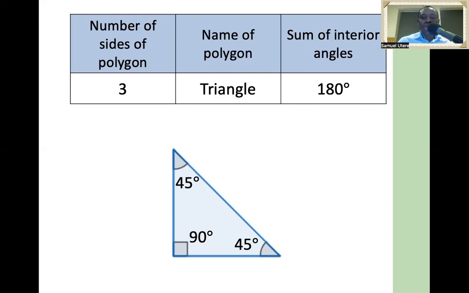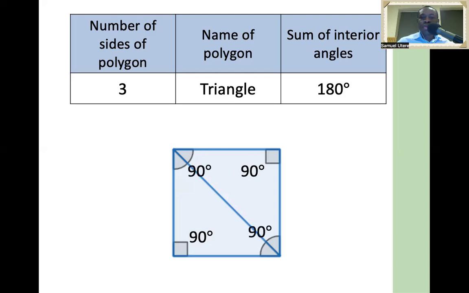Imagine that we take another triangle and we place it on the side, adjacent to this triangle. Notice that on the other side we have 90 degrees. This here is 45 degrees, and of course, these other parts should be 45 degrees as well. Well, 45 degrees plus 45 degrees is 90 degrees. So we have 4 lots of 90 degrees, which is 360 degrees.